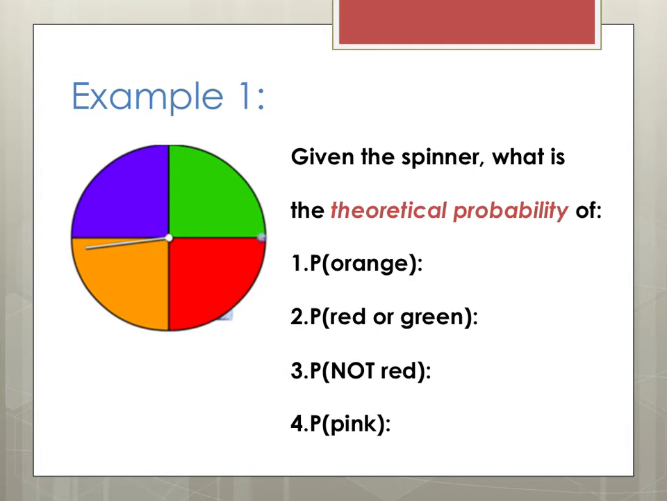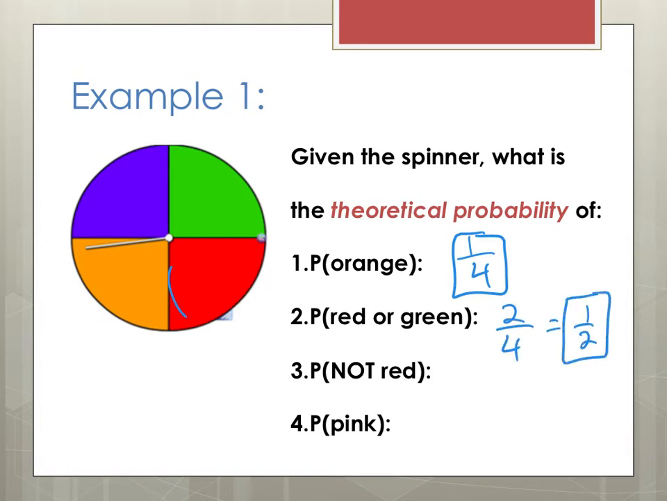And so notice it looks like it's split up evenly in 4 different quadrants and you have one of each. And so for the probability of orange, theoretically it's a 1 out of 4 chance, right? There's one orange wedge out of 4. Probability of red or green, well, that would be either this one or this one, and together there's 2 of them. So theoretically you should get a 2 out of 4 chance, which is the same as 1/2. So a 1 out of 2 chance there.